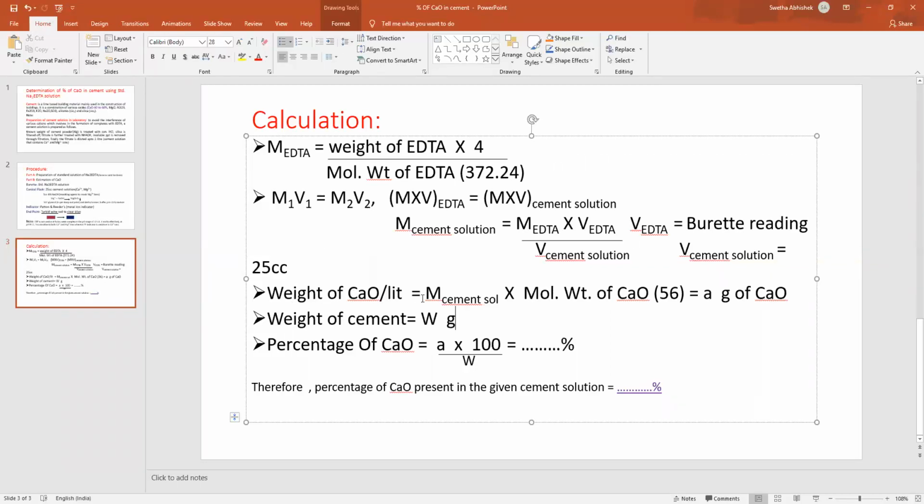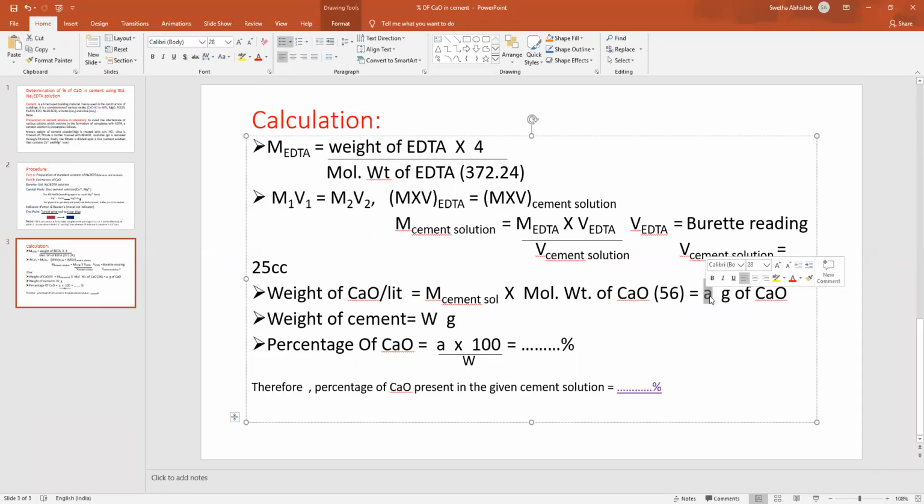Because total hardness is a water quality parameter which is generally expressed in terms of ppm. But calcium oxide is not a water quality parameter. It can only determine the quality of cement. Okay. Therefore, you need not convert the weight of calcium oxide into ppm. Just find out the weight of calcium oxide per liter of cement solution, which gives you the A value.